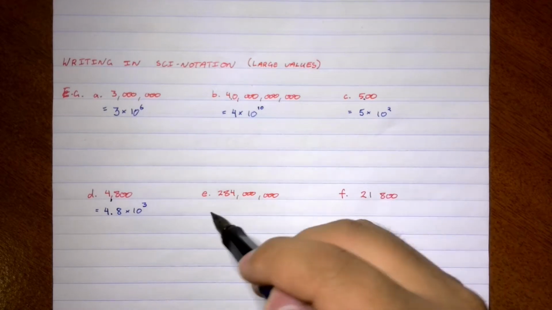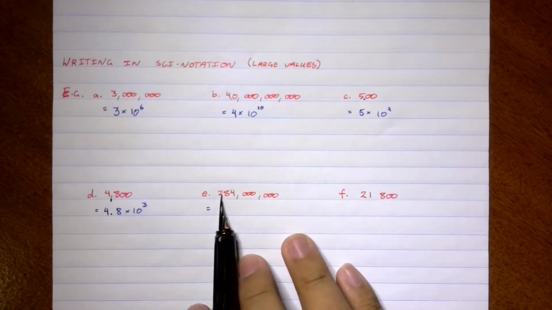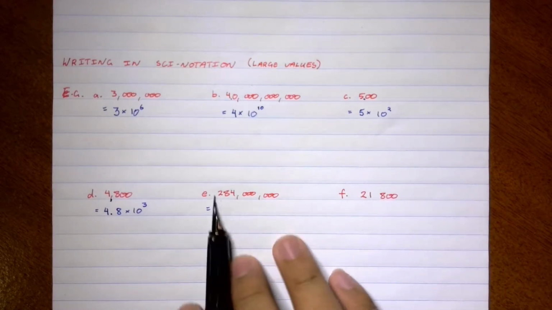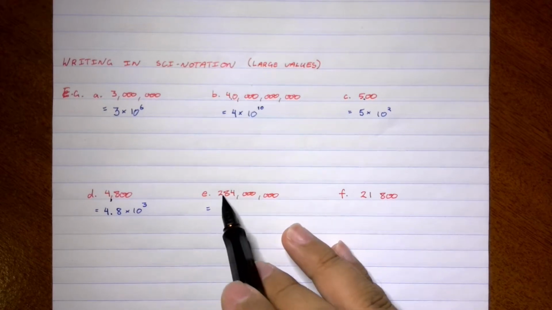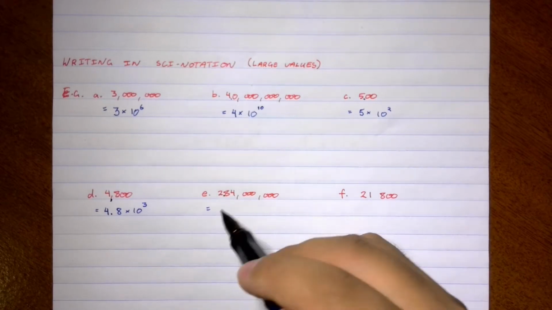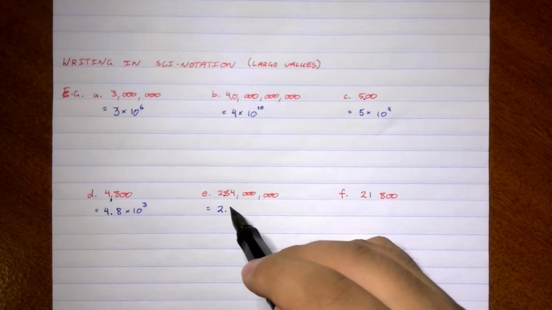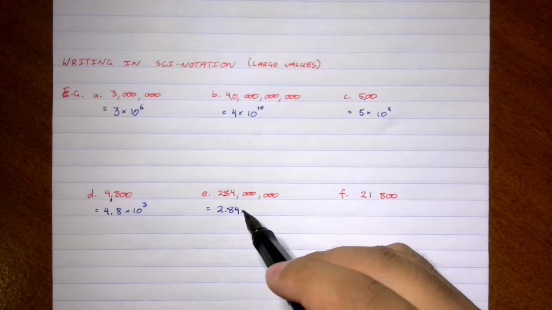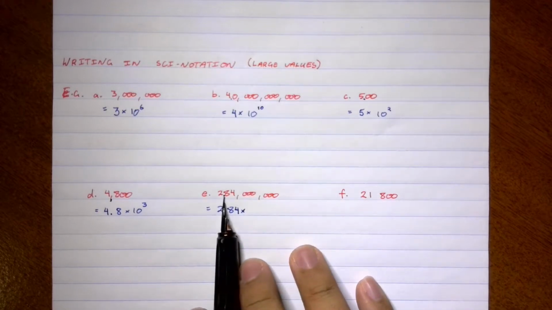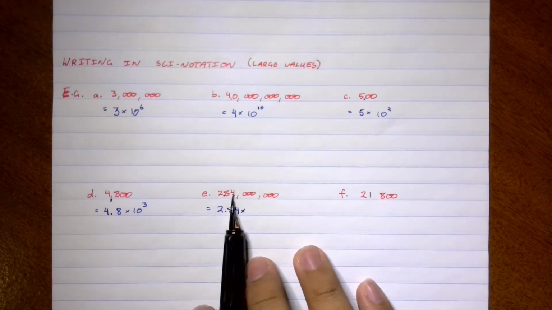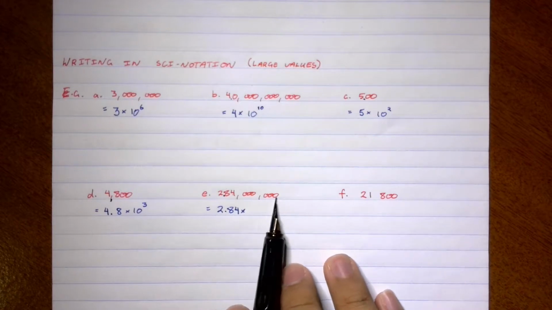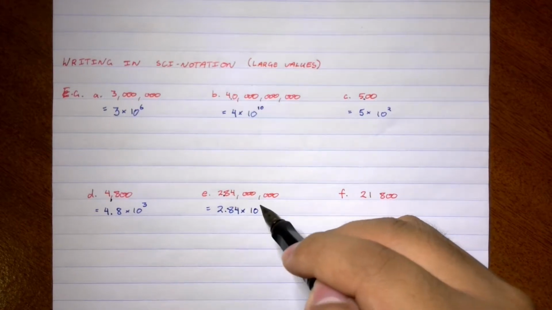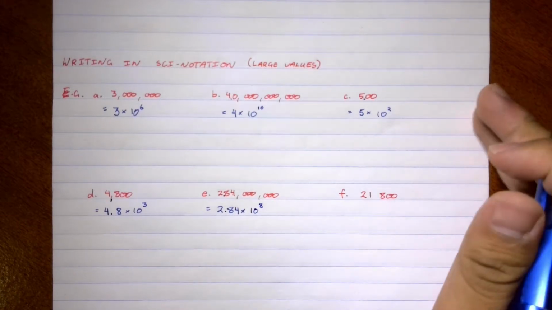3. Same goes for this one. It's going to be 2.84 because we need the leading number. We're going to put a point here, 2 point. So 2.84 times, we count how many numbers are behind that point. 1, 2, 3, 4, 5, 6, 7, 8. So 10 to the power of 8.